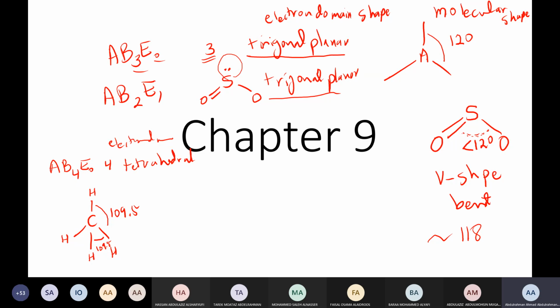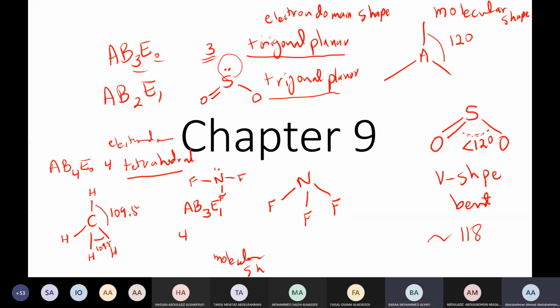Good. If you go to, for example, NH3, what's the electron domain? AB3E1. The electron domain is 4. What's the shape of the electron domain? Tetrahedral. You should know this. Good. But again, we cannot see the electrons in the shape. So what will be the molecular shape now? It will be pyramid, trigonal pyramid. You have to memorize the name.